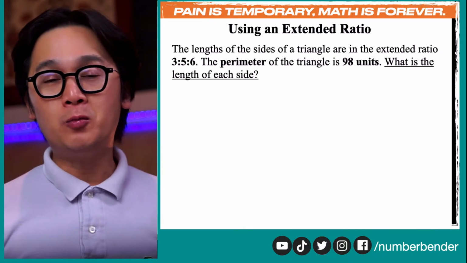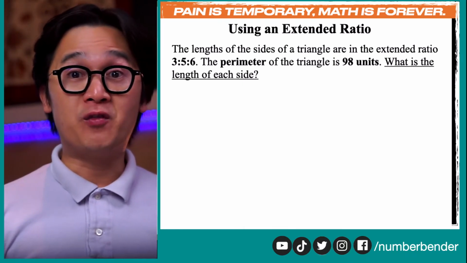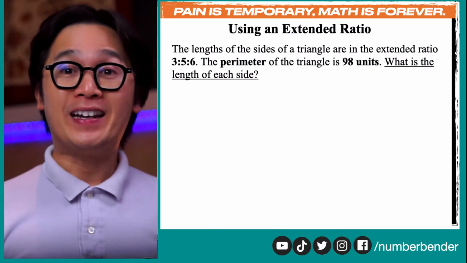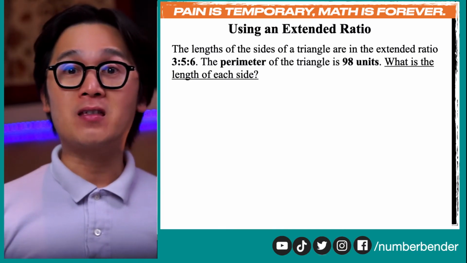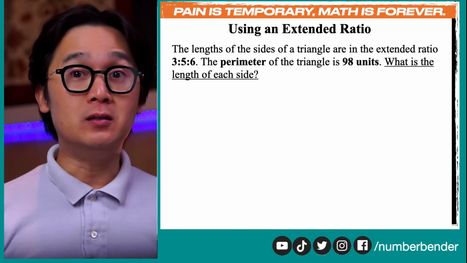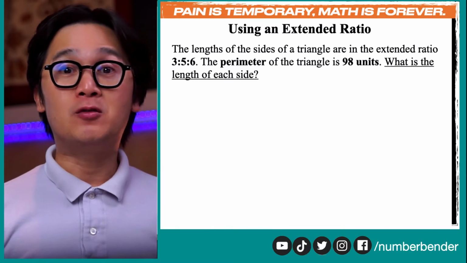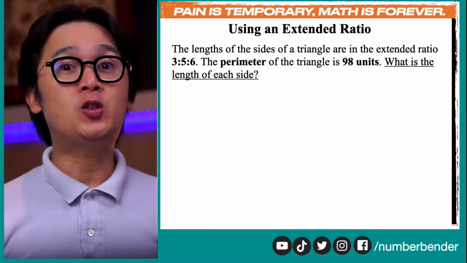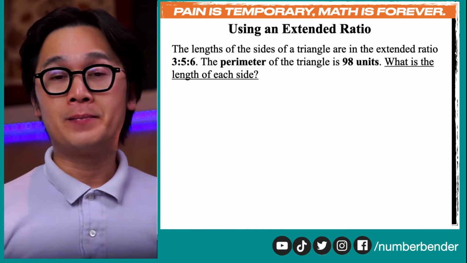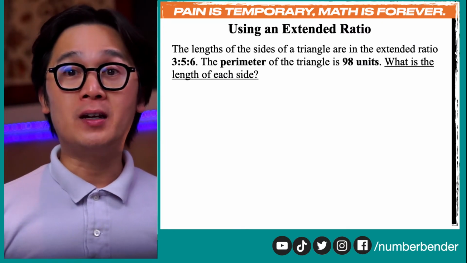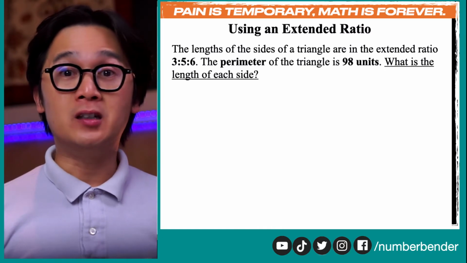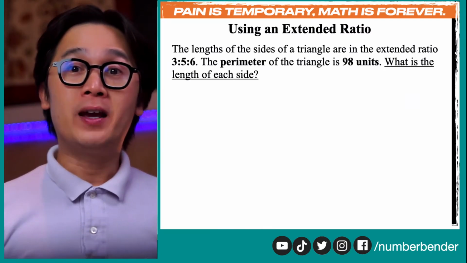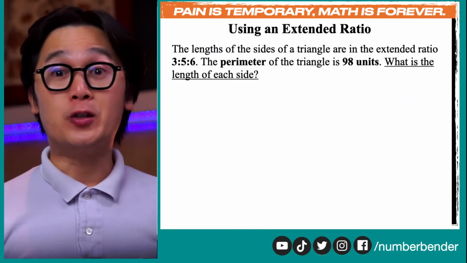So in this problem, we are working on a word problem involving a triangle and its extended ratio. So according to the problem, the lengths of the sides of a triangle are in the extended ratio 3:5:6. Now what we need to do is to find the length of the sides of our triangle given that the perimeter is equal to 98 units.